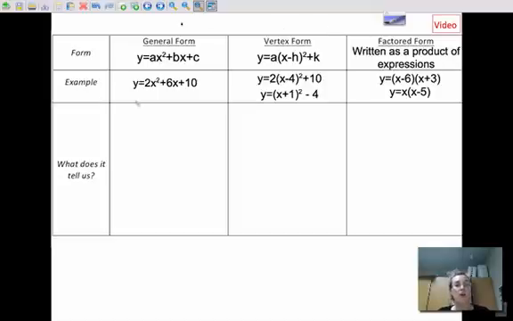And I already wrote down the form and the examples that I'd like you to have in your notes. So go ahead and pause the video, write these down, and when you're ready, you can press play to get the rest of the information about what this form tells us about our parabola or about our situation.